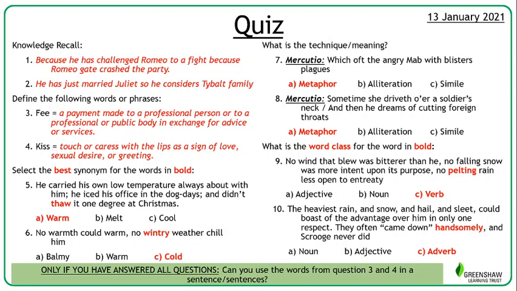Both of Mercutio's lines are metaphors. When he's talking about Mab, Queen Mab, his entire speech is widely metaphorical. And then we have pelting, which is a verb, a doing word, and handsomely, which is an adverb. It's describing the way the rain comes down. The rain comes down handsomely, so that makes it an adverb. The clue is in the ly, but you can't always trust that.